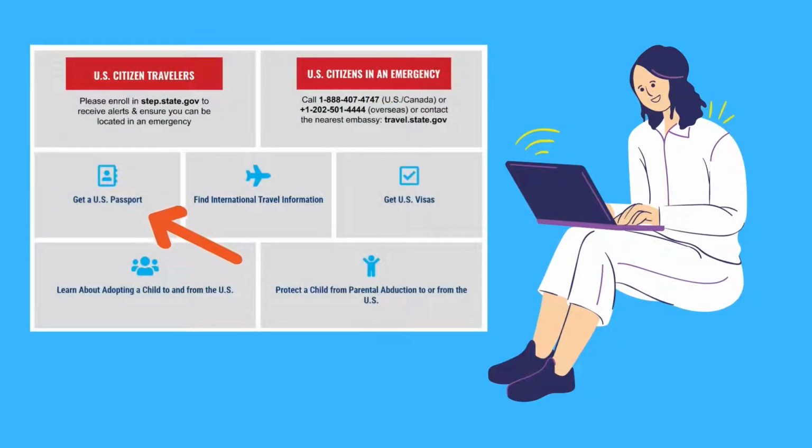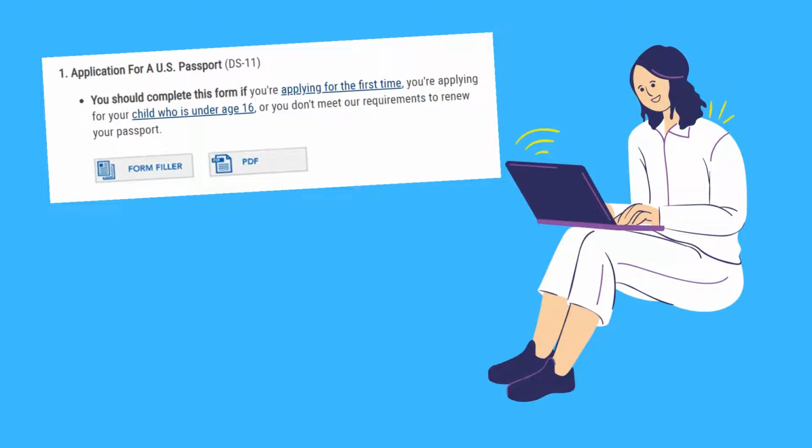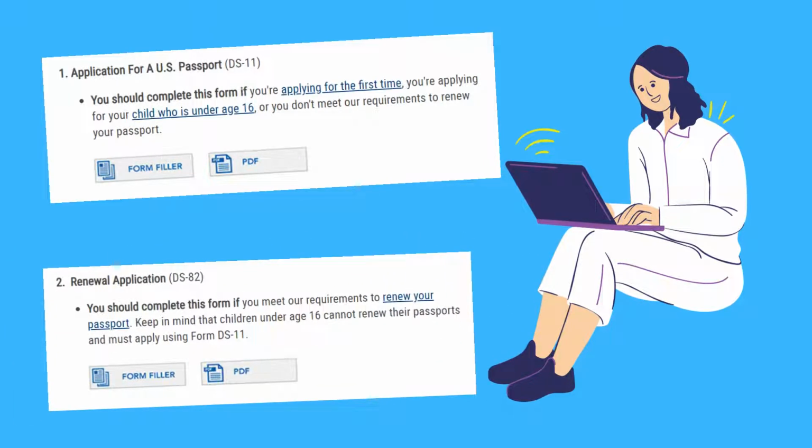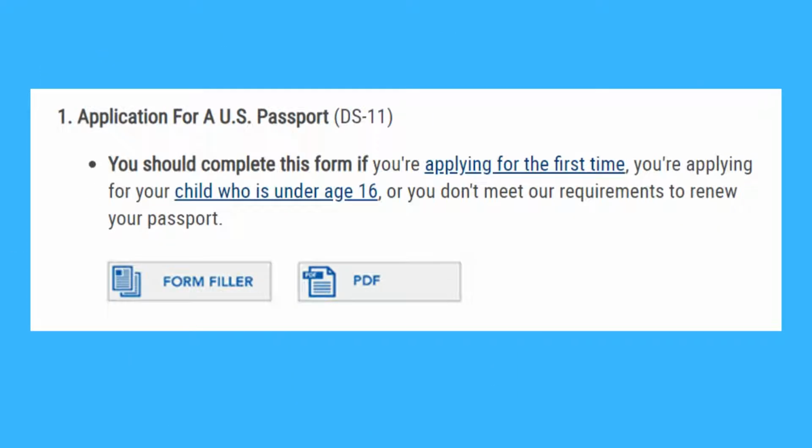Once you're on the site, scroll down to Get a U.S. Passport. You'll choose one of two forms, the DS-11 if you're applying for your first passport, or the DS-82 if you're renewing. Most people can click on the form filler option, since this will let you fill out the form online to apply, and then just print it all out. But if you are using an X gender marker, you will still have to fill out the form by hand. We'll talk about this more in another video.